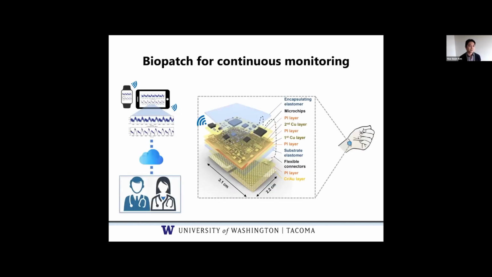And this is the concept for continuous monitoring with the Biopatch. The Biopatch receives the biopotential signal and communicates to your smartwatch or smartphone through Bluetooth, and then that data is shared with your healthcare provider. So this is the concept for real-time and continuous healthcare monitoring.